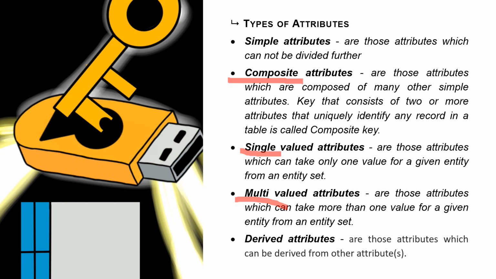And then we have the derived attributes, which are those attributes that can be derived from the other attributes. So, for example, we have the average salary. We can also have the age as a derived attribute.